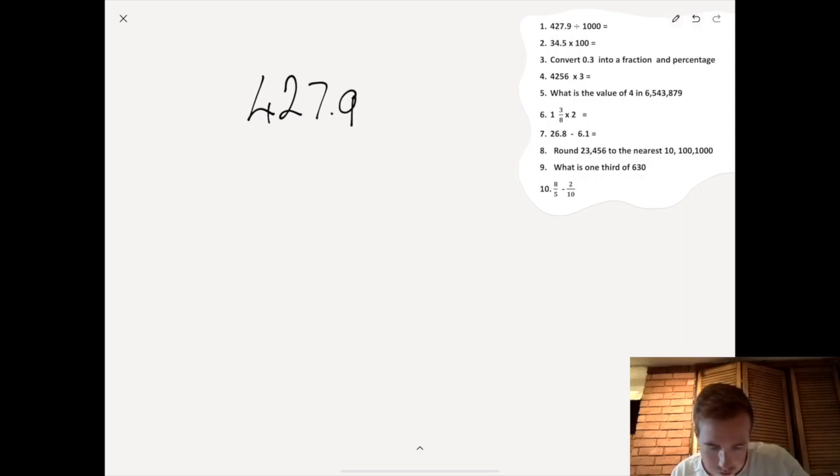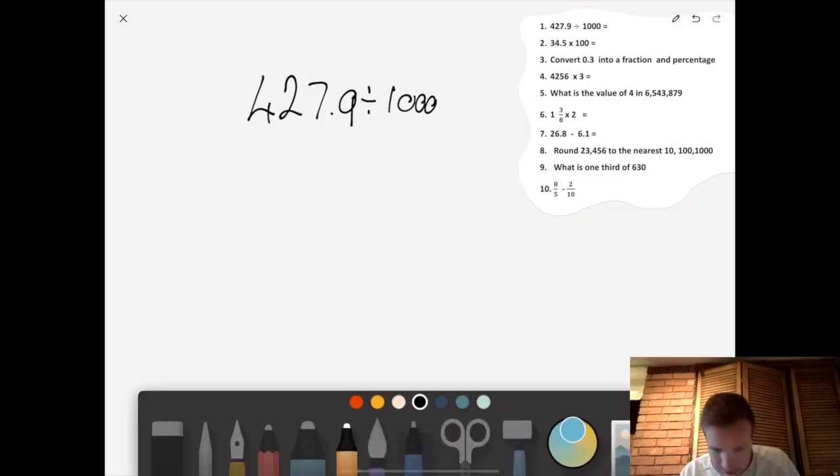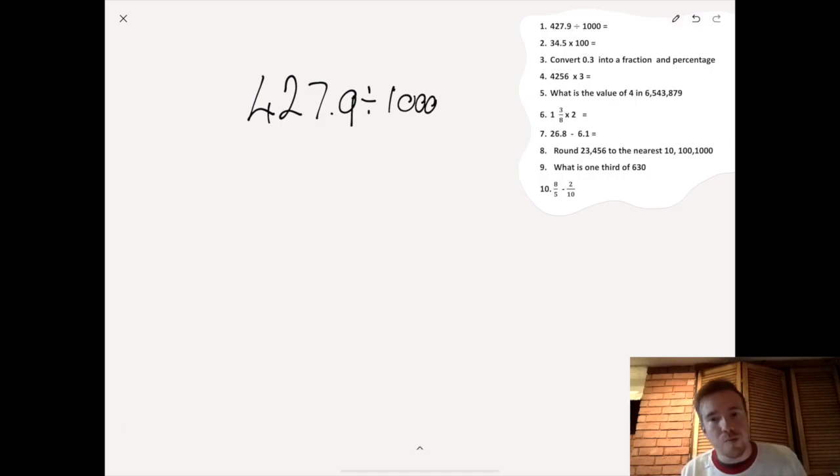427.9 divided by 1,000. Okay. Now this is going to take us into a place value column that we haven't used before. Perhaps even a couple, but it's not an issue. You won't come across questions that need them in year 5, but you need to know that they're there. It doesn't just stop at thousands, it does carry on. You just don't need to know them as of yet.